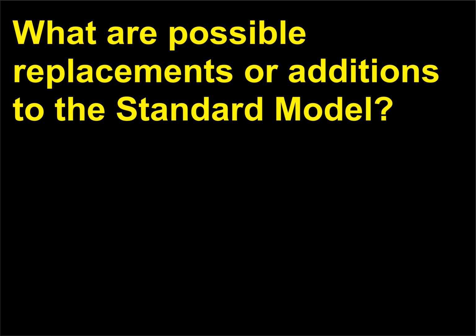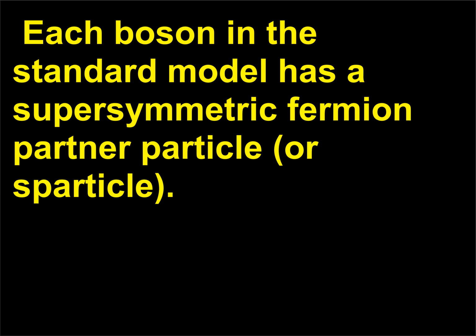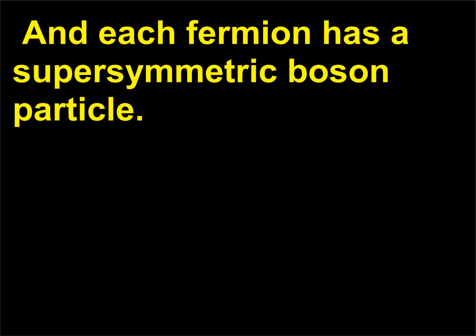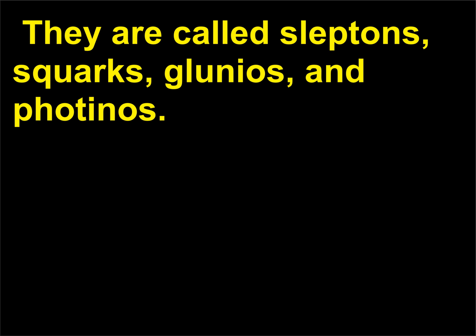What are possible replacements or additions to the Standard Model? One proposed replacement is called supersymmetry. Each boson in the Standard Model has a supersymmetric fermion partner particle, or sparticle, and each fermion has a supersymmetric boson partner. They are called sleptons, squarks, gluinos, and photinos.